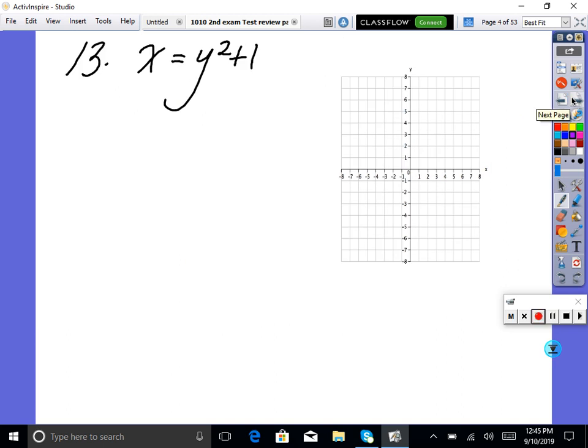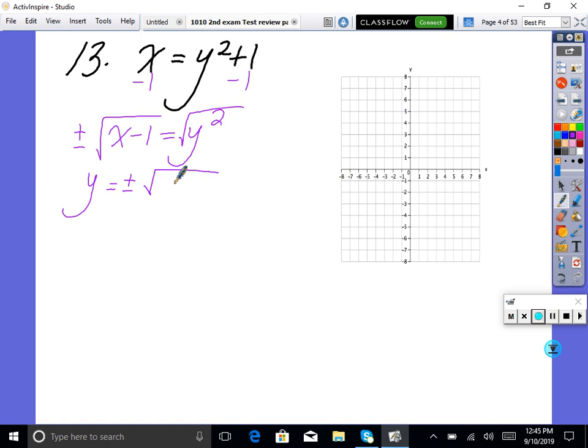All right, so looking at this one, it says graph. Now, once again, by plotting points, I would definitely always get it into y equals mx plus b form. So that's just me though. Subtract 1, x minus 1 equals y squared. Square root, so when solving and taking a square root, I need a plus or minus. Y is equal to plus and minus the square root of x minus 1.